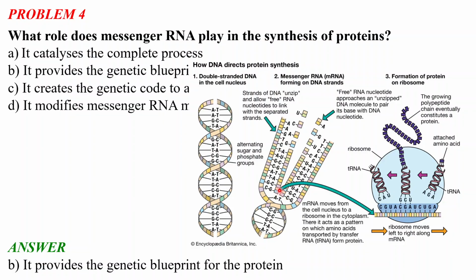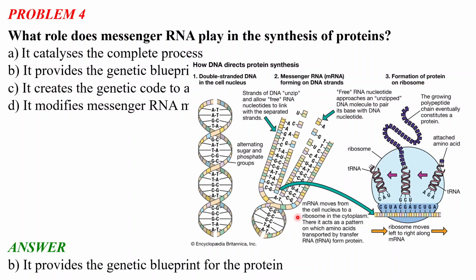This mRNA molecule, which carries the genetic information, the genetic blueprint from the DNA, will go to the cytoplasm and bind with the ribosome. This is the structure of the ribosome I mentioned in the first question. Once it binds with the ribosome, the three nucleotide bases on the mRNA act as a codon, and it will code for a particular amino acid. tRNA will bring this amino acid, and the formation of the protein chain happens. So this is the formation of the protein on the ribosome.